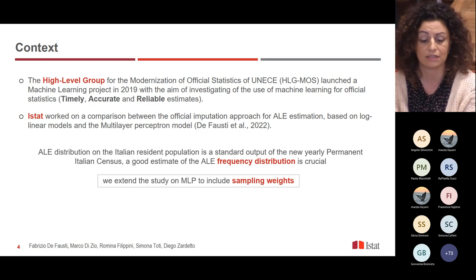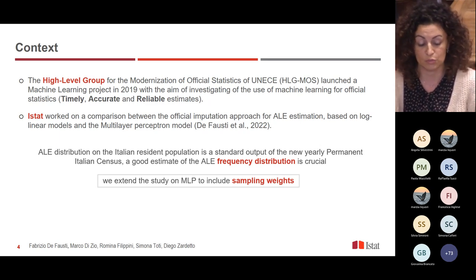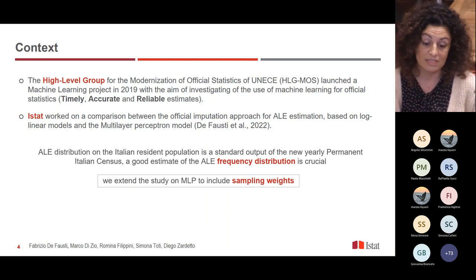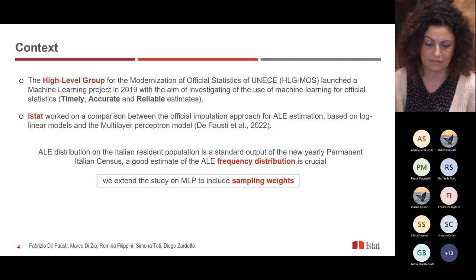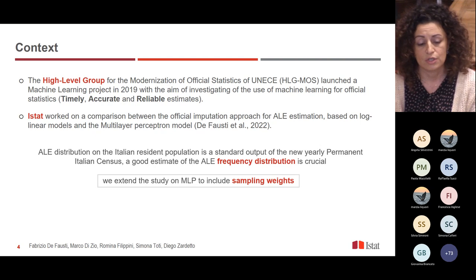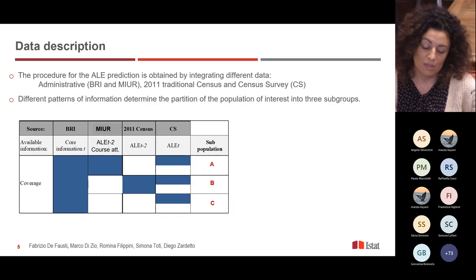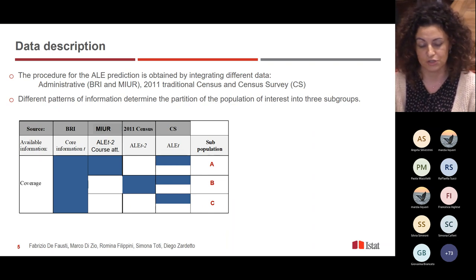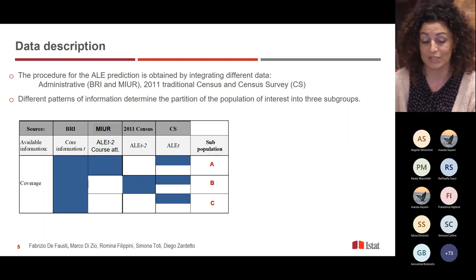So we extended our initial study on the use of the multilayer perceptron model to include sampling weights. The sampling weights have the role to make the sample representative of the entire population. So this table summarizes the structure of the available information. So we have core information that is available for all the individuals in the reference population. Then we have administrative sources that are available only for a subset of our population, but these administrative sources provide very important information on ALE and course attendance.